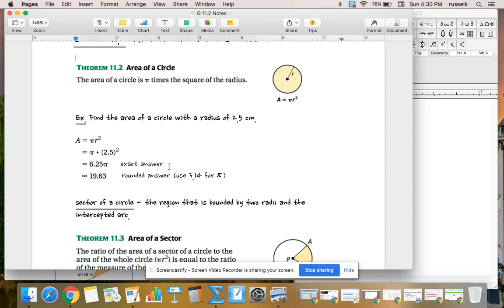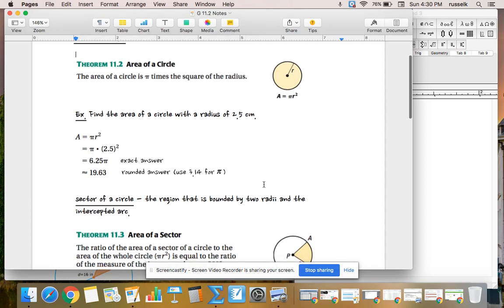Remember, if they ask you to leave an exact answer, leave pi in your answer, treat it like you would any other variable, and just simplify it around it. If they say round, go ahead, use 3.14, and you can get your rounded answer that way.